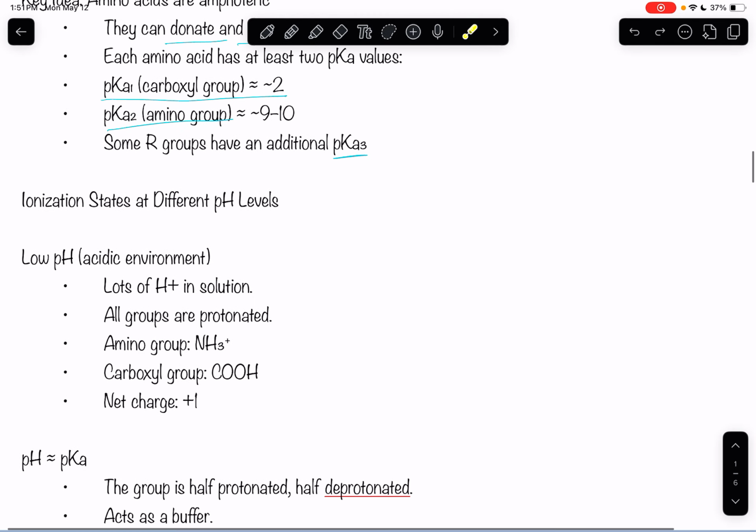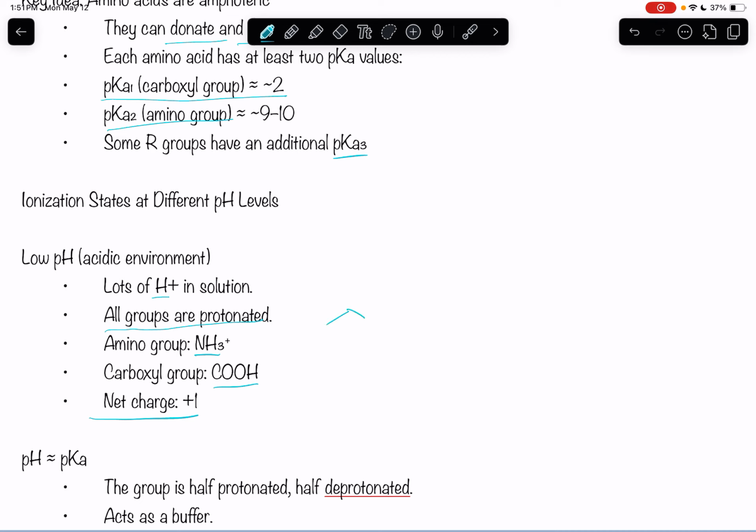So when you have an acidic environment, that means that you have a high H+, all groups are protonated, okay? So that means that your amine group would be NH3+, and then your carboxylic acid group will be COOH, and then your net charge would be +1. And this is with an amino acid that only has the 2 pKas.